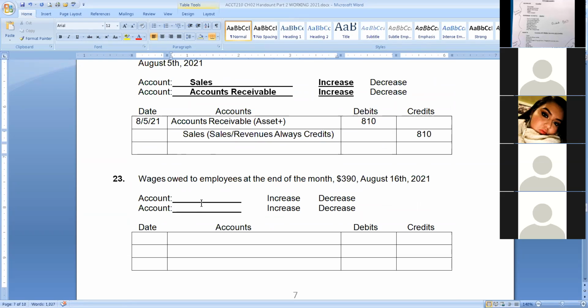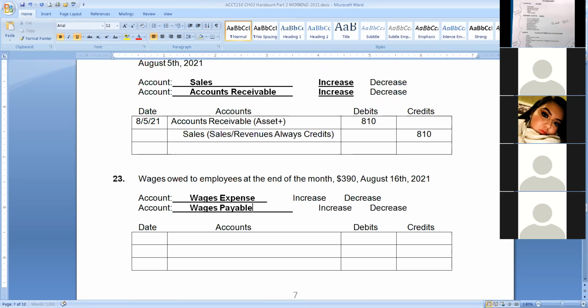We had a similar one earlier. Wages owed. Wages expense. Yep. Wages payable. Yeah, it could also be accounts payable. Either one of those I'll take. But the wages payable will be inside the book. And the expense is increasing. They're always increasing, and the payable will be increasing because we owe them more now.